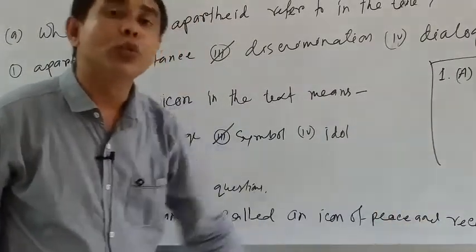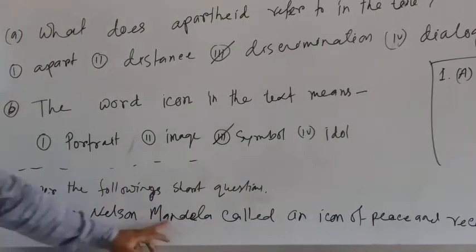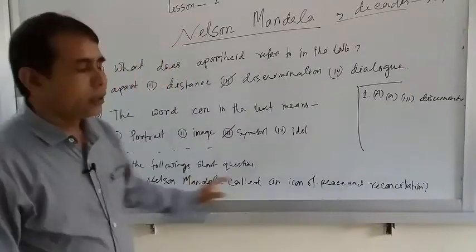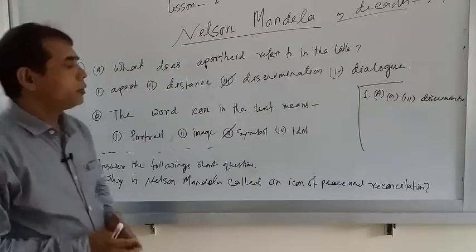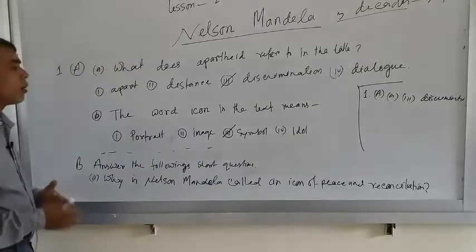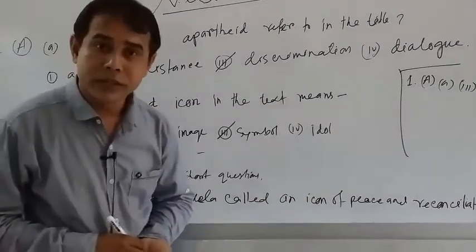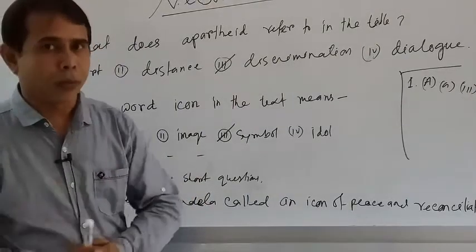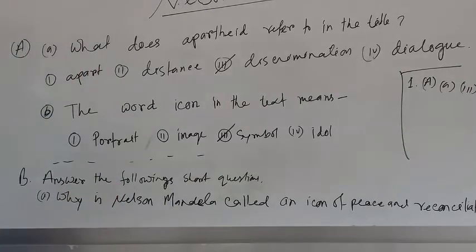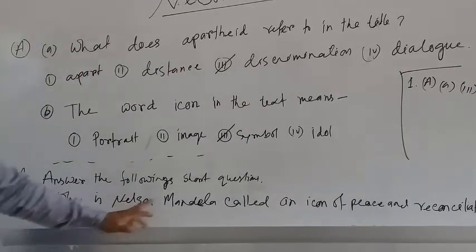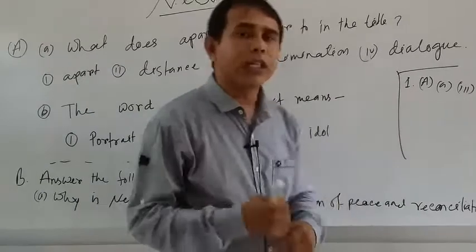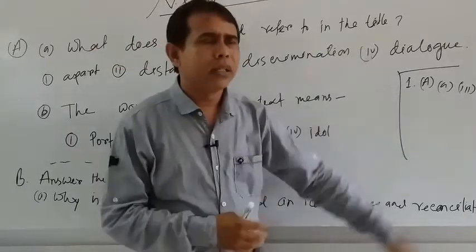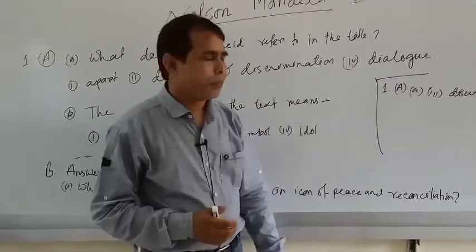Every question carries mark 2. Why is Nelson Mandela called an icon of peace and reconciliation? There is a question here. First, try to understand this line in your mother tongue, then try to answer from the textbook. You can write in this way. Nelson Mandela is called an icon of peace and reconciliation because, or to, or so that. In this way you can add a conjunction to complete the answer.